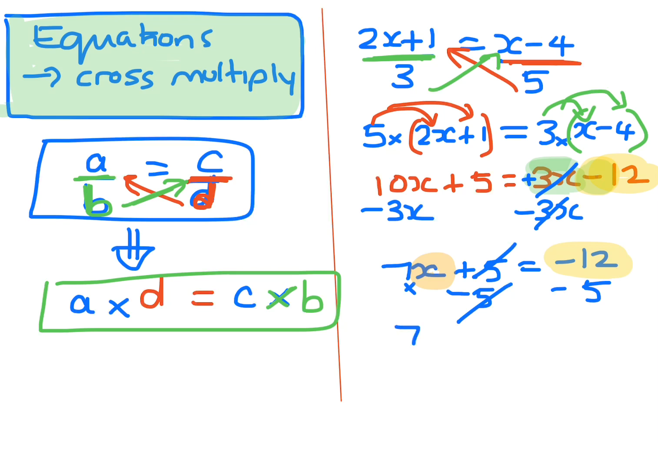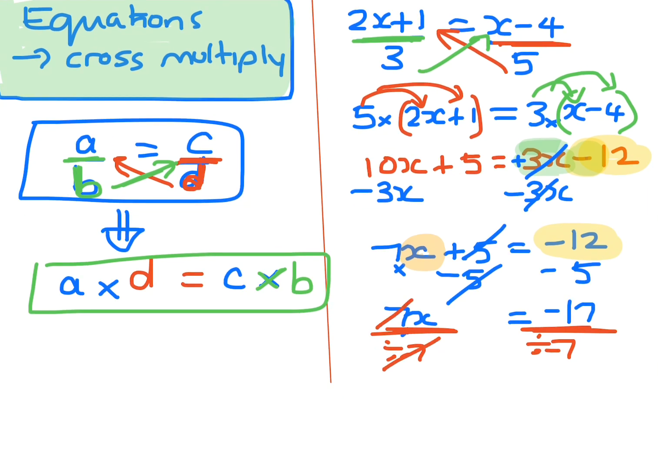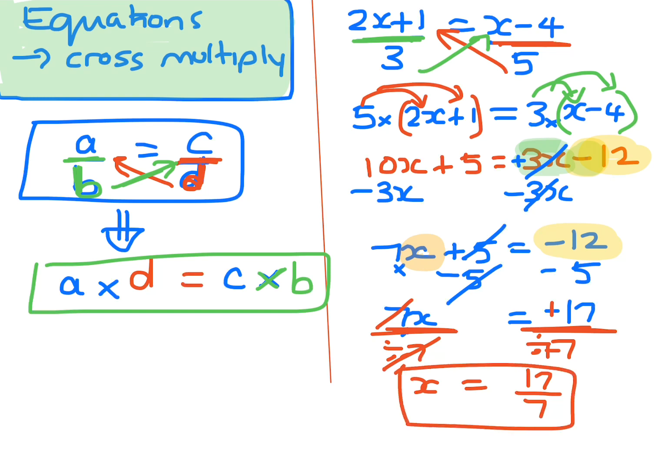Okay, so looking at that now, we've got 7x equals minus 12 minus 5, which is minus 17. And the opposite to timesing by 7 is divide by 7. But once again, we know that division is much more easily written as a fraction. And they'll cross out, so the x is left on its own and you get x equals minus 17 on 7.